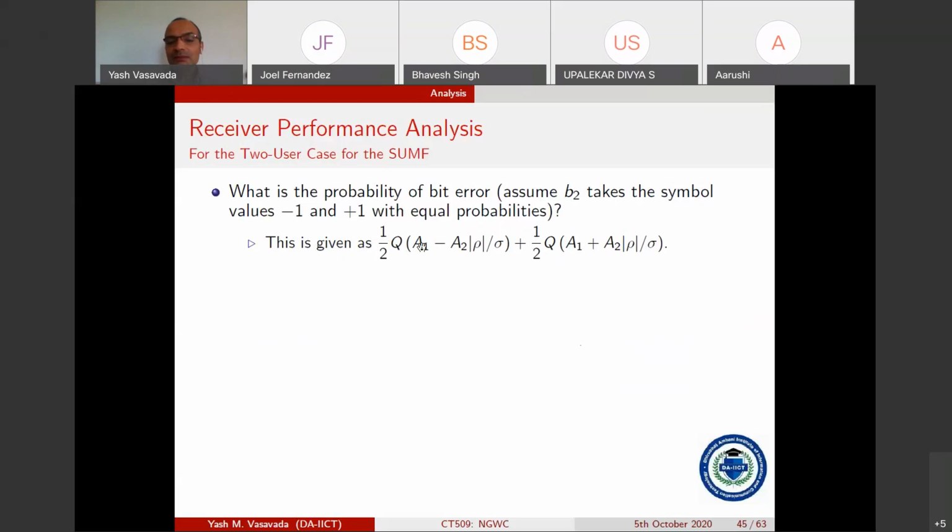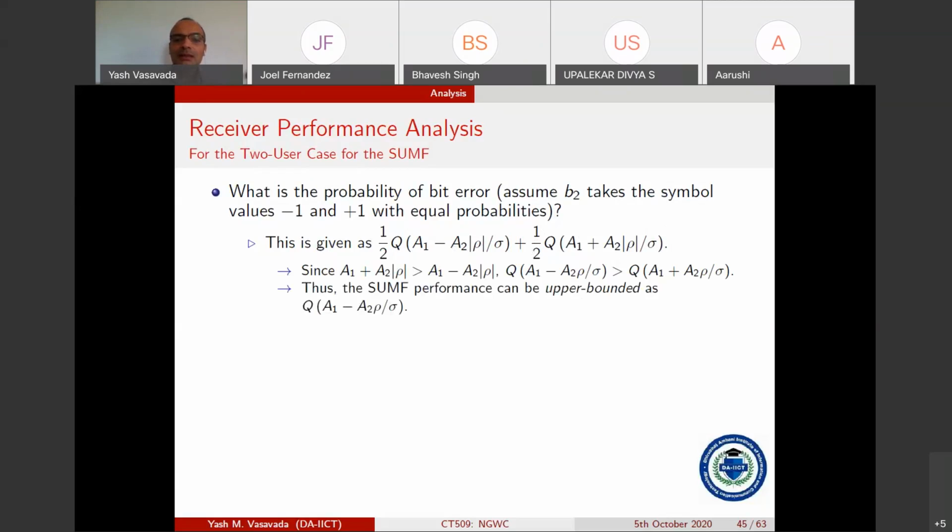But what about this? Let us say that because I'm subtracting the numerator by A2 rho, that A1 divided by sigma, which was giving me 1%, now it became 10%. So the overall probability is going to be 5% from here and 0.5% from here, 5.5%. And so I can almost ignore this second term because it is going to be smaller compared to the first term. So I can almost say that my performance is going to be given as this Q function.